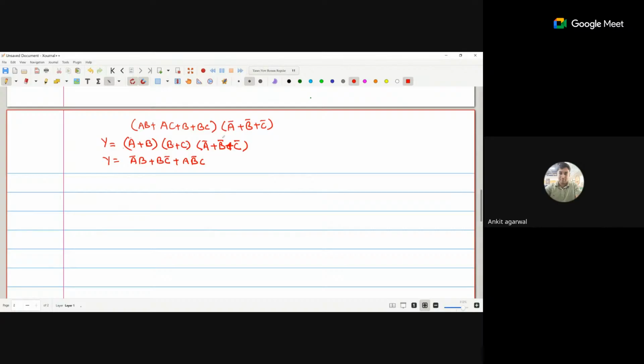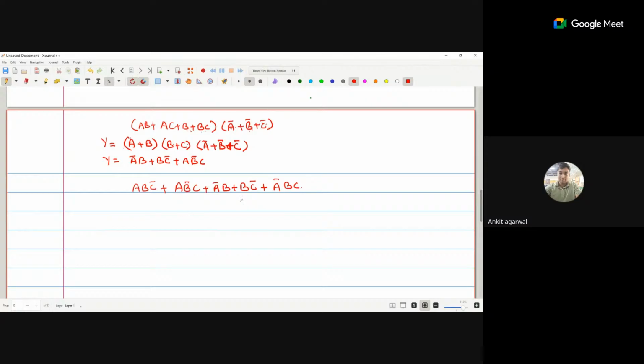AB multiplied with A bar is 0. AB multiplied with B bar is 0. AB multiplied with C bar is A B C bar. AC multiplied with A bar is 0. AC multiplied with B bar is A B bar C, and AC multiplied with C bar is 0. B multiplied with A bar is A bar B, B multiplied with B bar is 0, B multiplied with C bar is again B C bar. The last one is also 0.